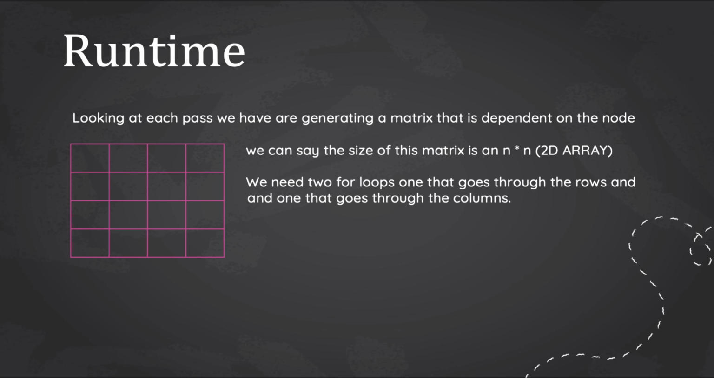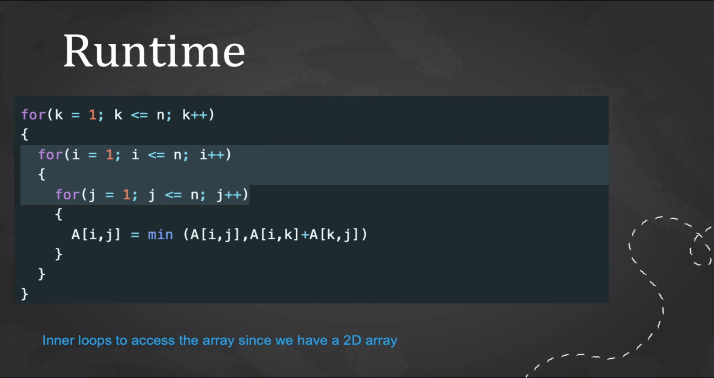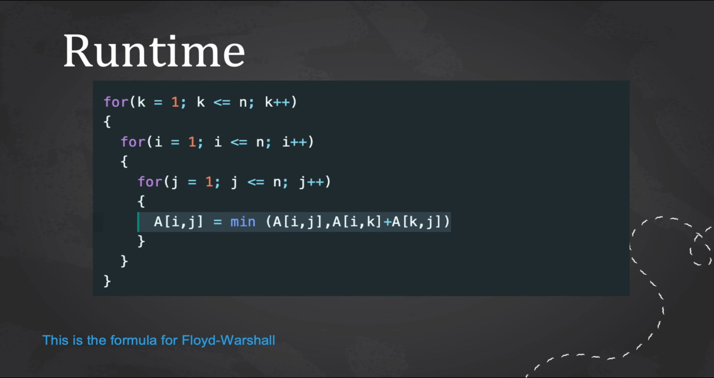With a 2D array, we know we need 2 for loops, one for the rows and one for the columns. Let's see what this code looks like. I have written out the pseudocode, and now let's break it down. The highlighted lines show the inner loops that are used to access the 2D array. Now we have the Floyd Warshall formula. We see that we are going to take the minimum, the split point, or the split points including the intermediate vertex, whichever one is cheaper.